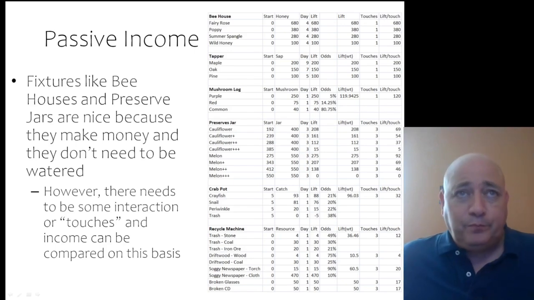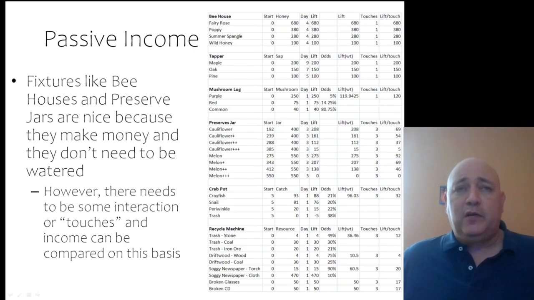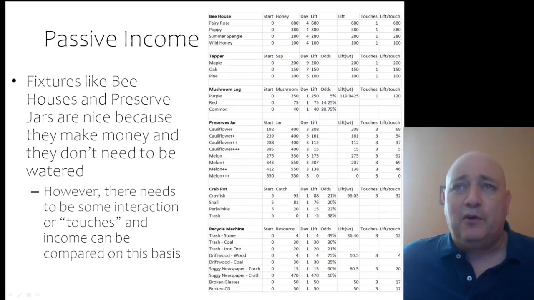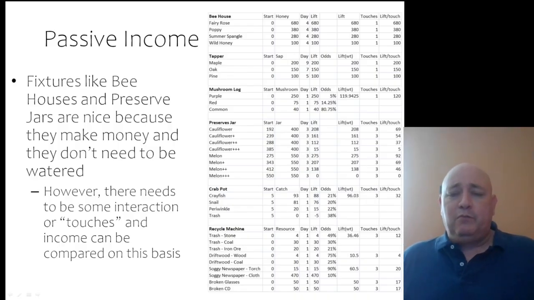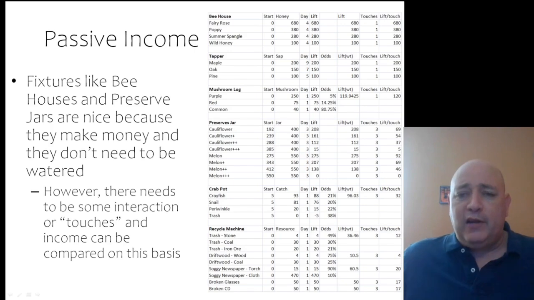Mushroom logs. We could get a purple mushroom, a red mushroom, and common mushroom. And it's actually much more complicated than that based on what trees are around, but that's the simplified version. And the more trees around, the more mushrooms we could potentially get rather than just one. So even with the base one mushroom, nothing fancy, we're still getting 120 G per touch. So those 3, the bee house, tapper, and mushroom log, really show you where we're going to get a lot of this passive potential income.